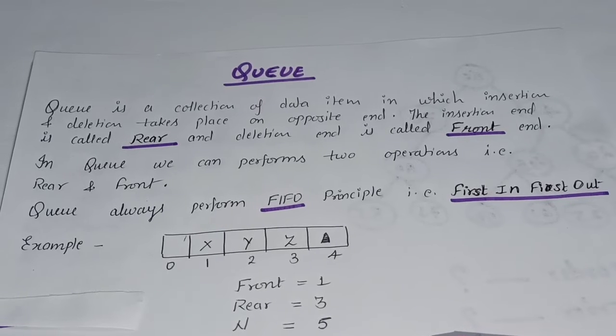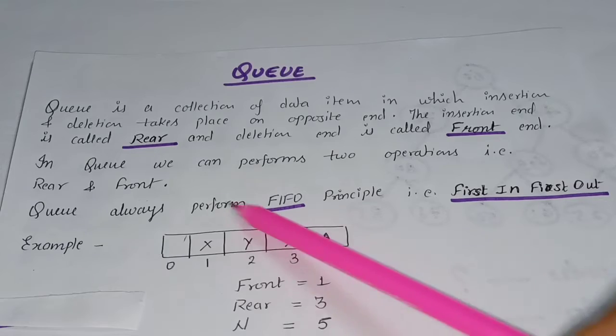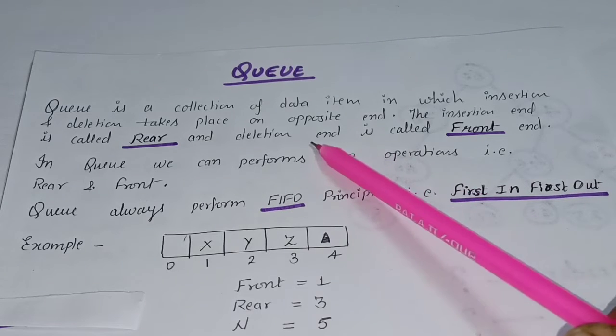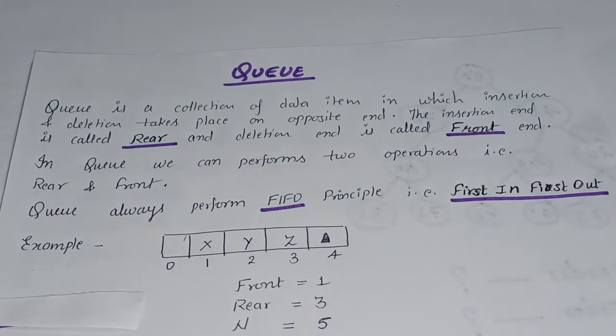The insertion end is known as the rear end. Okay, it's a highlighted word, rear end. In the rear end we can enter the element, and the deletion end is called the front end. So if we want to remove elements from the queue, we use the front end, and if we want to enter an element, we use the rear end.